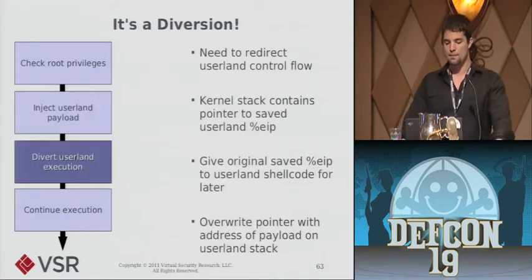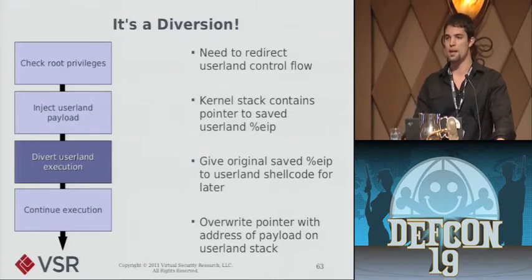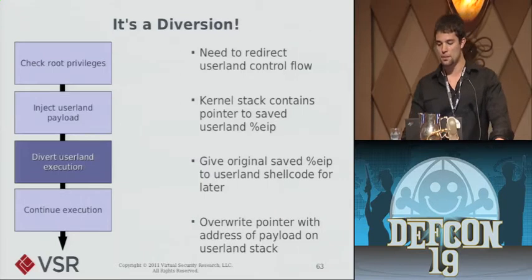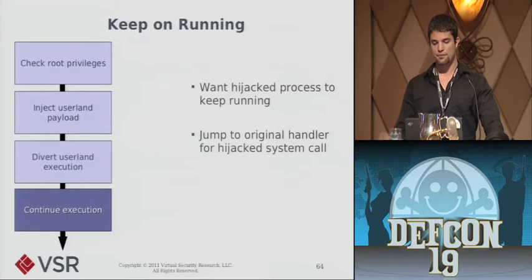Now, one of the last things we need to do is make sure that when this process that we're hijacking returns from the system call that it's in, it runs our code. In addition to saving the userland stack pointer, the kernel saves the userland instruction pointer on the kernel stack so that when it returns from the system call, it knows where to go. So we just need to overwrite this pointer on the stack with the address of this userland shellcode that we just injected, and then when it returns, it'll run our code in userland.